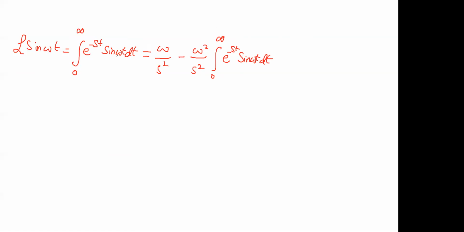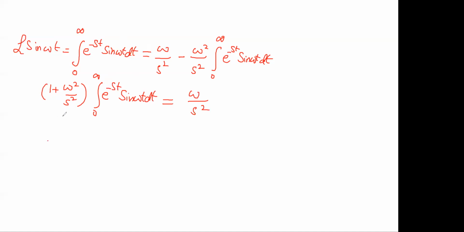Okay, so now if I have not made any mistake in the calculation, what I can do is take this term to the left hand side. So the left hand side will become 1 plus omega square over s square, times the integral 0 to infinity e power minus st sine omega t dt, because these two terms over here and over here are the same, so I can combine their coefficients. So this is equal to omega over s square. So what is this term?